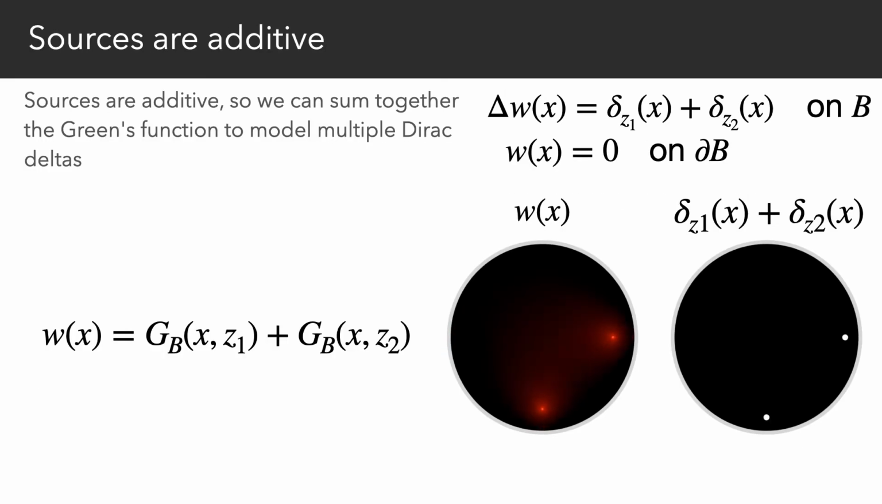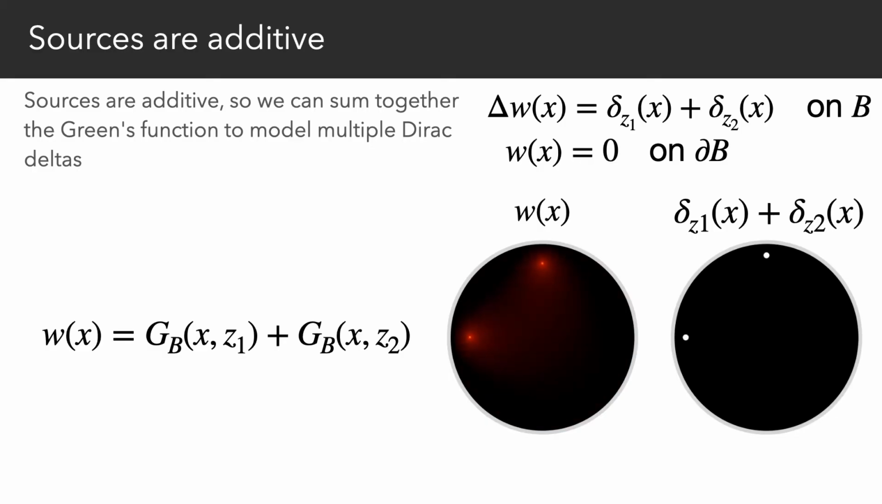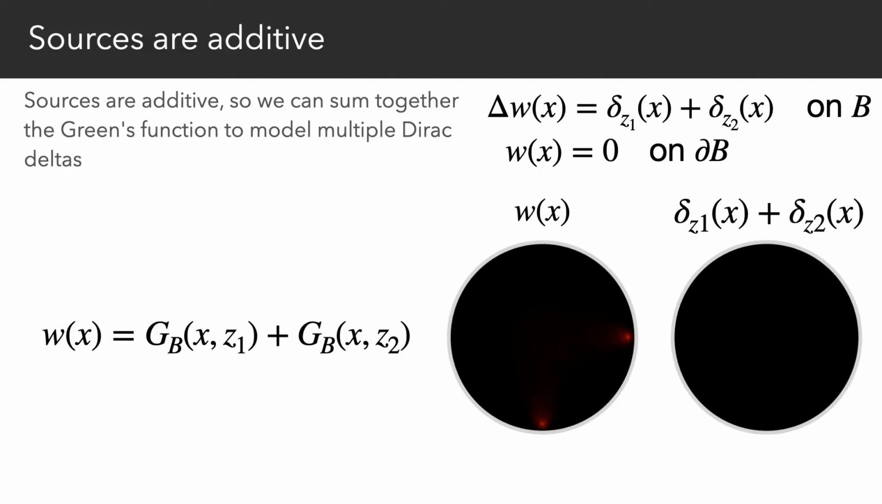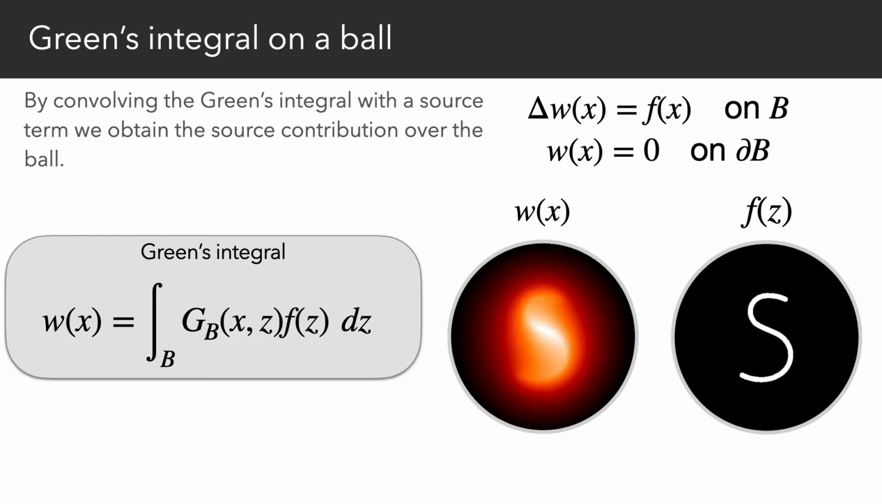Since the source terms are additive, we can also model two heat sources in the domain as a sum over Green's functions for the ball. So now the function W represents the total heat at a point x as a result of point sources at z1 and z2. And finally, this can be generalized to an integral where we convolve the Green's function for the ball with an arbitrary source function. So we have a way to describe the influence of a source on the temperature at any point within a spherical domain, and we'll refer to this as Green's integral.